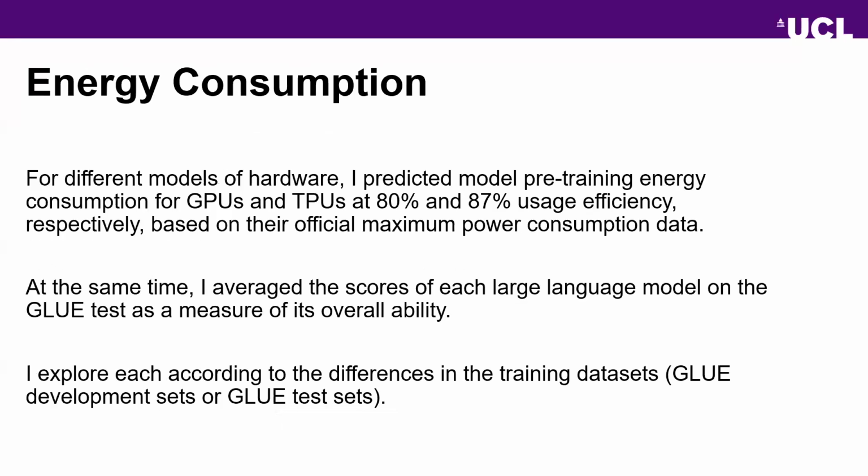Next, I performed energy calculations on the complete data. For different models of hardware, I predicted model pre-training energy consumption for GPUs and TPUs at 80% and 87% usage efficiency, respectively, based on their official maximum power consumption data. At the same time, I averaged the scores of each large language model on the GLUE test as a measure of its overall ability. I explore each according to the difference in the training data set.